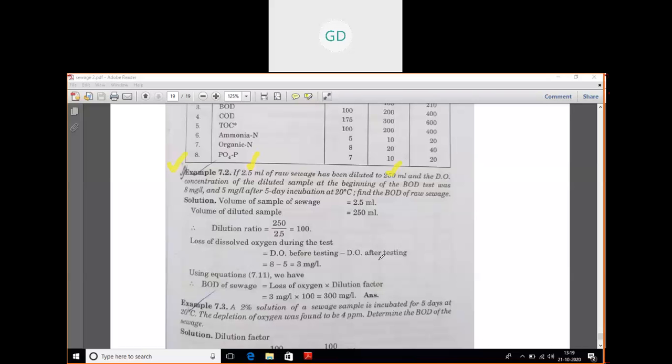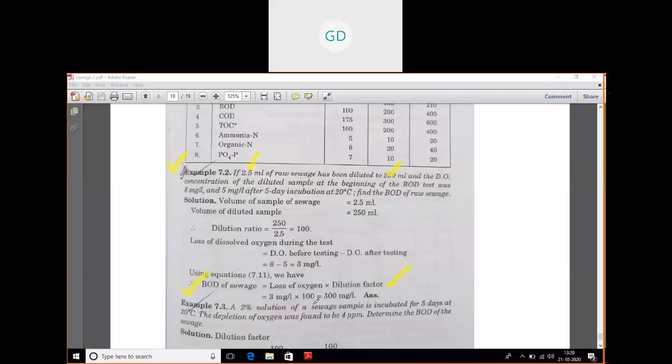And just now we got the formula for BOD. So what was the formula? The formula was this one: BOD of sewage is equal to loss of oxygen times dilution factor. Just now I told you that in that formula it was written DO consumed during the test. So what does that mean? DO consumed means loss of oxygen. So same formula. Either you can write that formula or this formula, same thing.